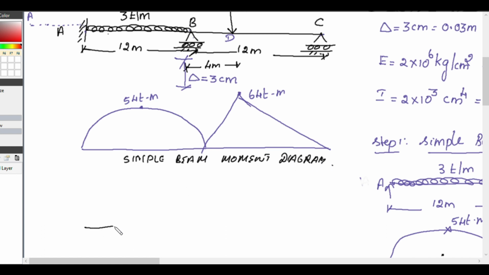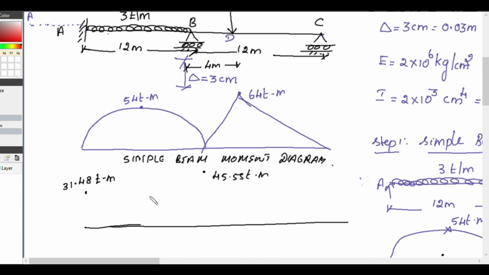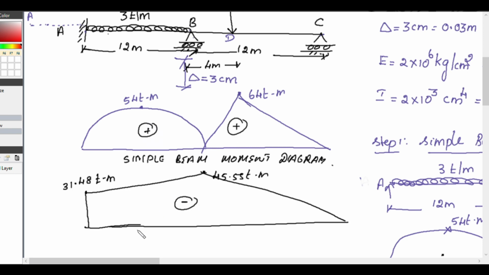Our fixing moment diagram becomes, at A, MA is a negative value, so minus 31.48 tons meter. MB is also a negative value, that is minus 45.55 tons meter, and MC is 0. So MA, MB and MC: this is negative, negative, zero. This is called the fixing beam moment diagram.